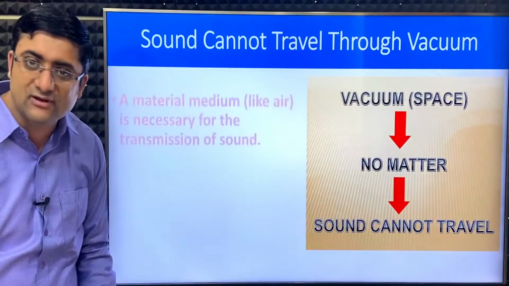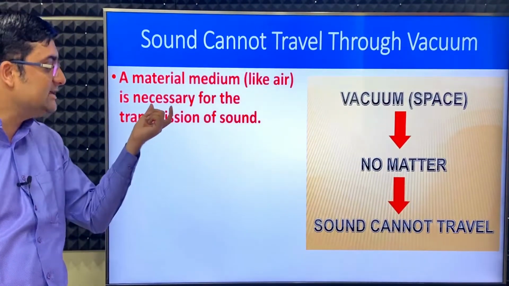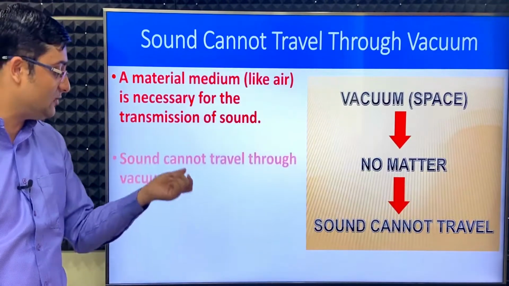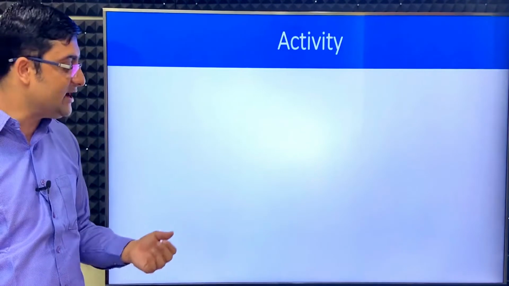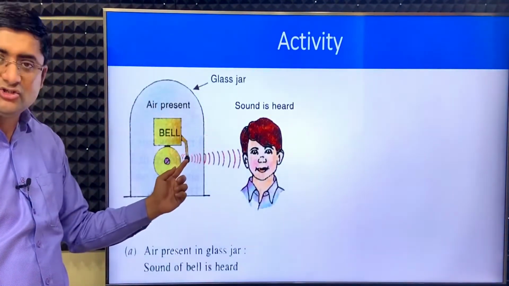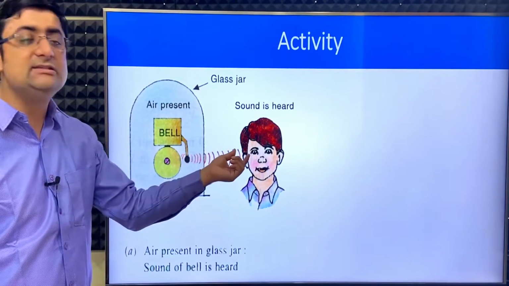Hence sound cannot travel. So remember, a material medium like solid, liquid or gas is necessary for the transmission of sound. Sound cannot travel through vacuum. So let me show you an activity to confirm this fact. What we do is we take a glass jar and keep an electric bell inside. Now when the bell rings, we can easily hear the sound.